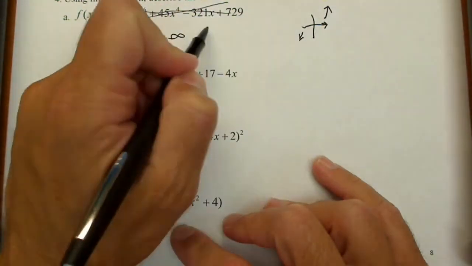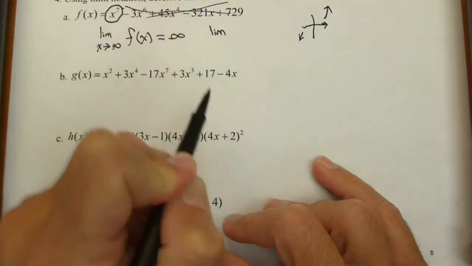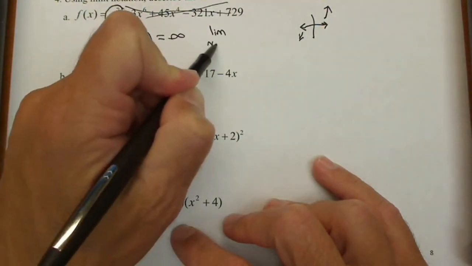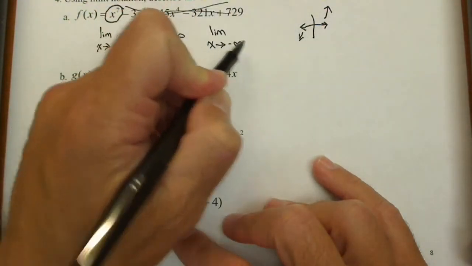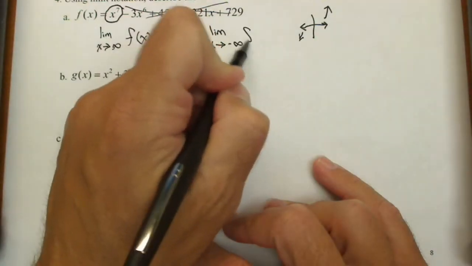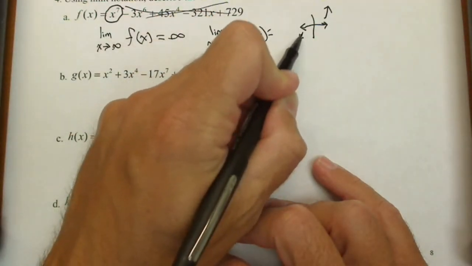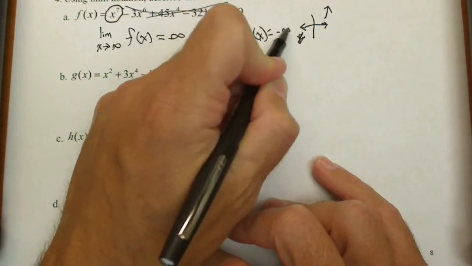For this one, we'd start off the same way, limit. Now x is going to negative infinity. X goes to negative infinity. Our polynomial, again, its name is f of x. This time, notice it goes down, so it equals negative infinity.